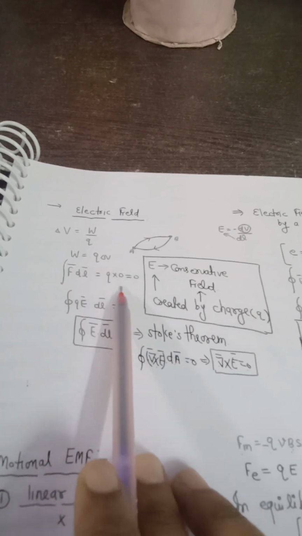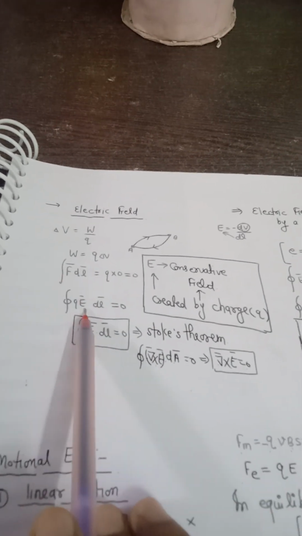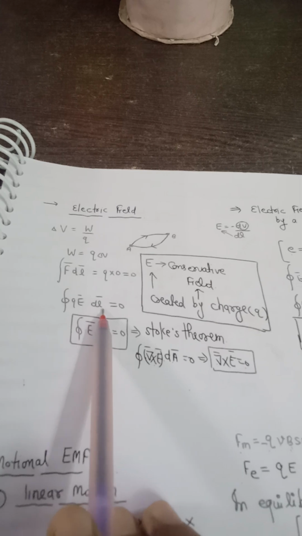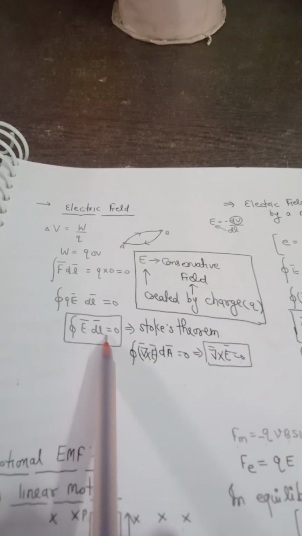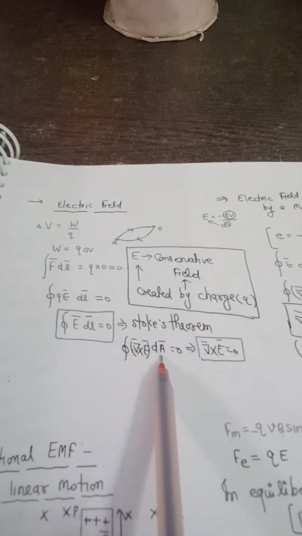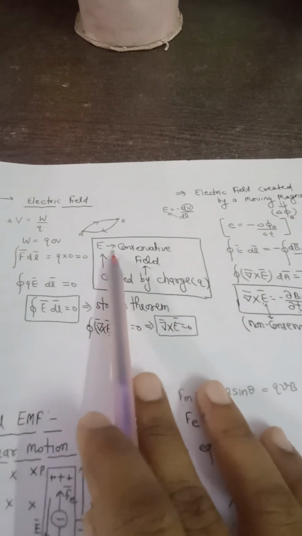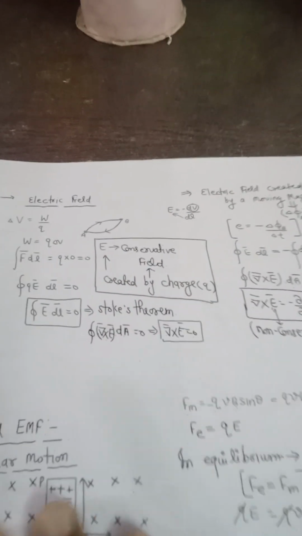because there is a zero potential difference. That's why F is equal to QE, closed integral QE dl is equal to 0, and we will define closed integral E dot dl is equal to 0. That is Stokes law. And closed integral E dot dA is equal to 0 means del cross E is equal to 0. That is E, a conservative field created by charge Q.